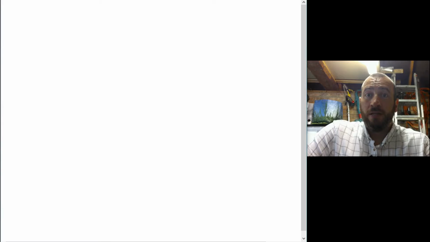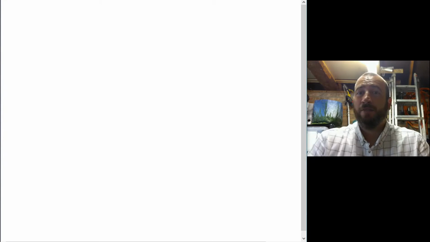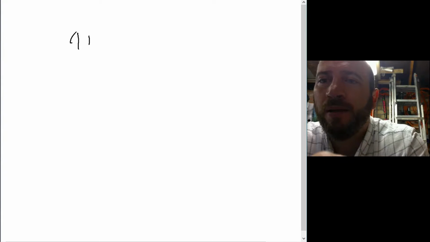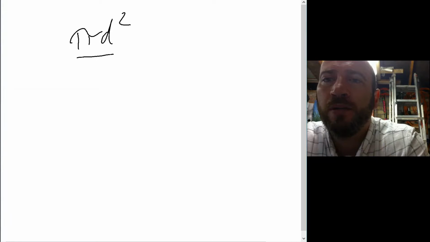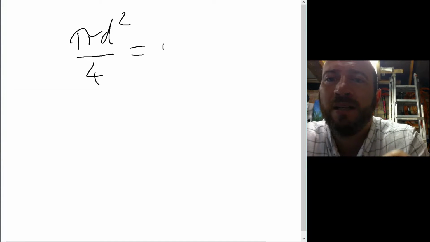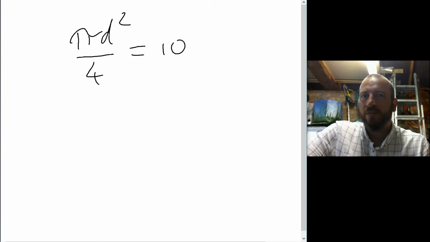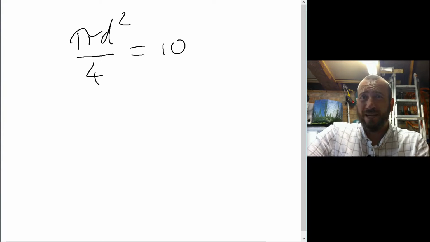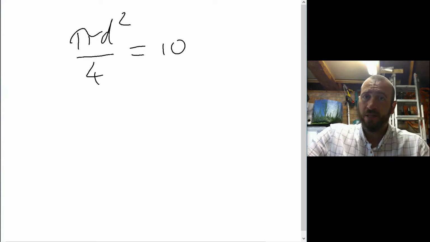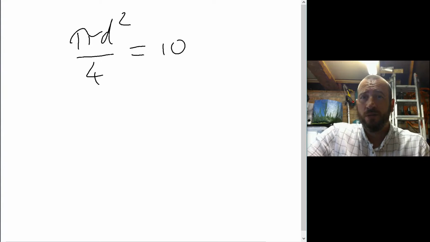Let's look at an example of this. Right, so let's try something that you should be familiar with. The area of a circle: pi d squared over 4. And we'll say that's equal to 10 to keep it simple. I know it's not traditional. This is the engineering way to find the area of a circle. Much more accurate because we're not using the radius. We're not having to divide the diameter by 2. So we've got d equals the diameter.